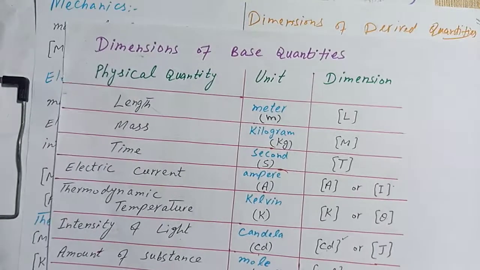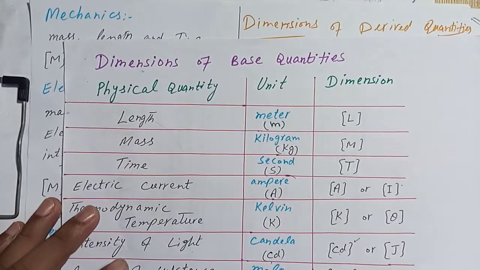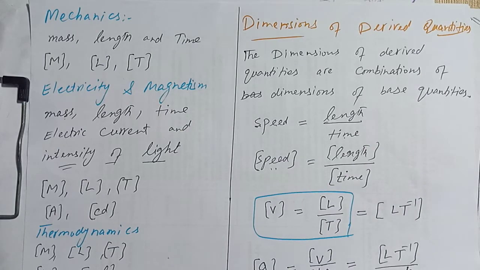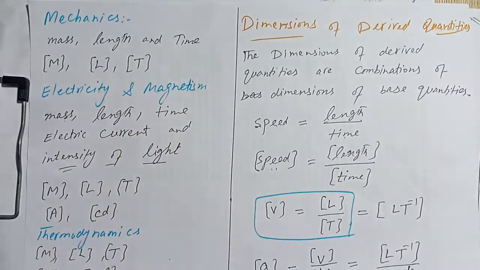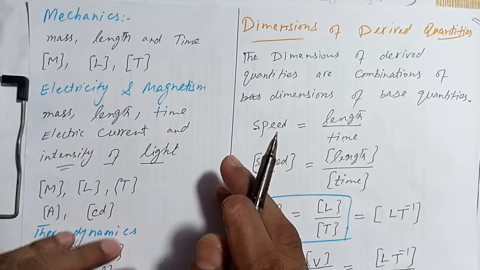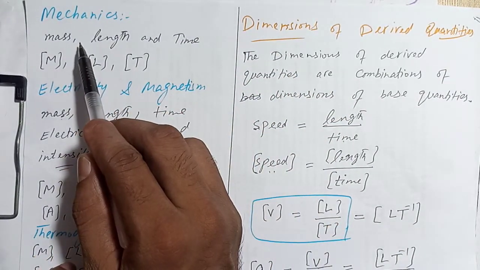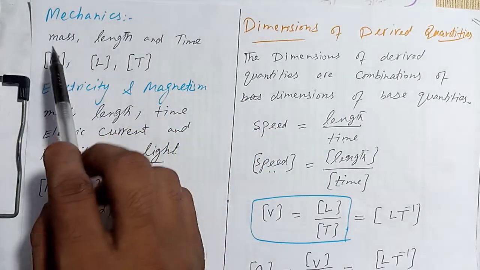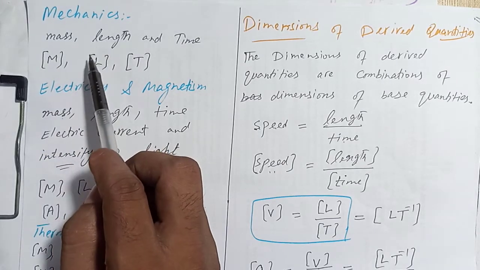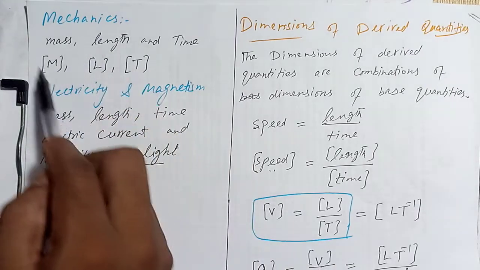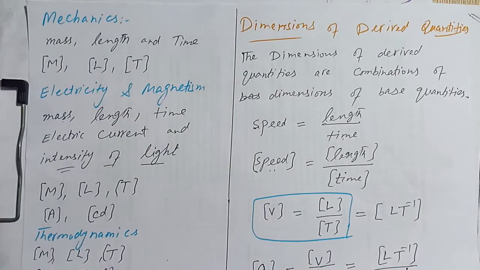Okay, next we talk about the sets of dimensions that are used in mechanics, electricity and magnetism, and in thermodynamics. In mechanics, all the physical quantities, base quantities or derived quantities, involve only these three terms: mass, length, and time. So the dimension for mass is capital M, dimension for length is L, and dimension for time is capital T. So this is the set of dimensions that is used in mechanics.